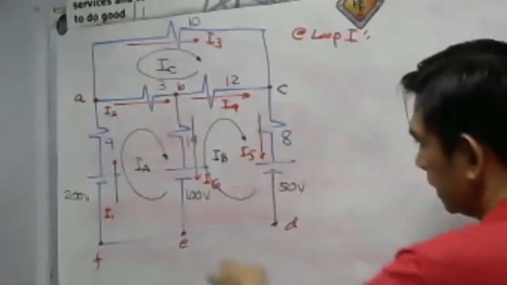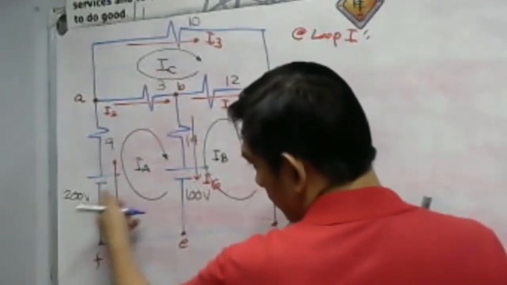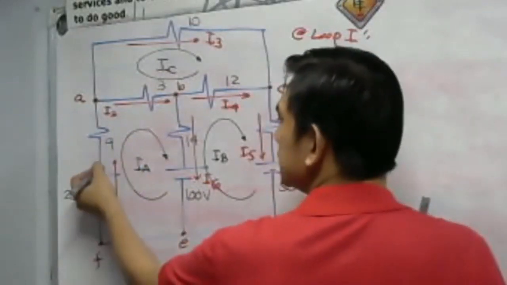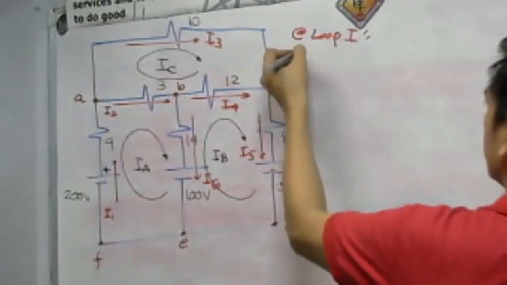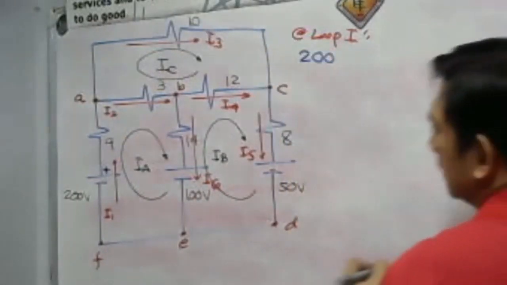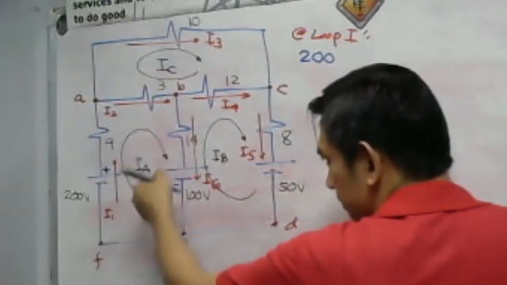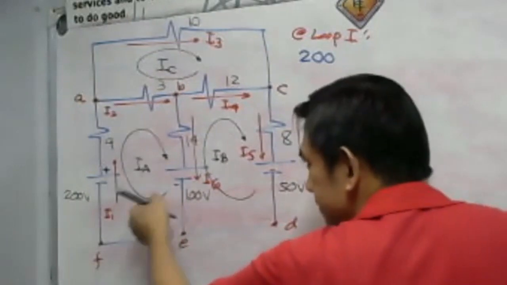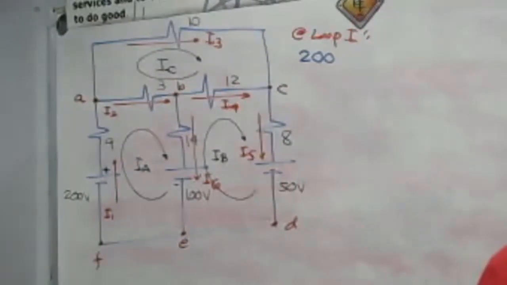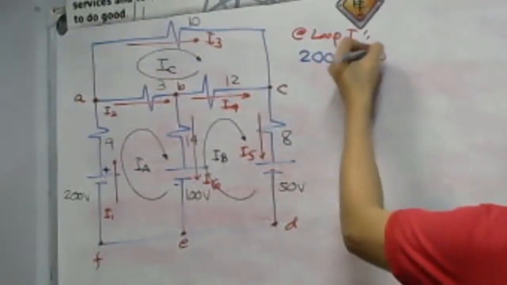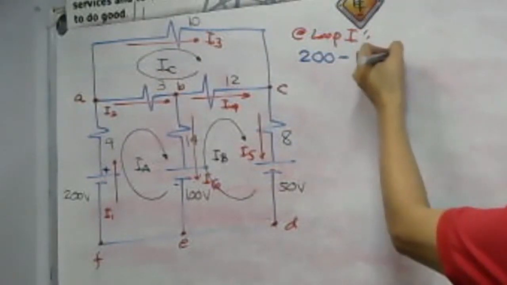So let's take a look here. At loop number 1, we see here our IA leaves on the positive terminal of 200 volts, meaning that is positive 200 volts. For 100 volts, it leaves on the negative terminal of 100 volts. So doon siya lumalabas, no? Meaning it is minus 100. Again, for loop number 1, automatically you will make it negative.